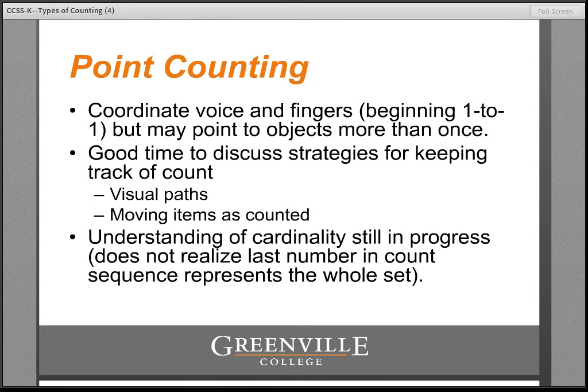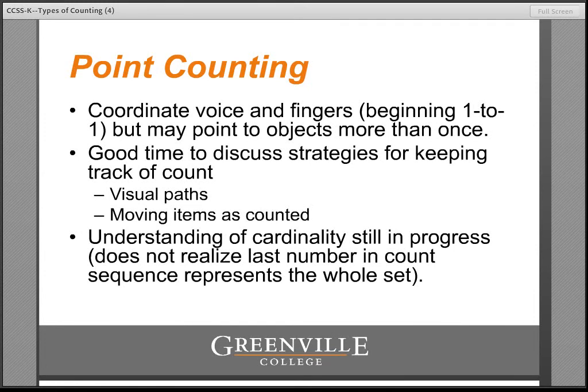When children have learned to coordinate their verbal use of the number word list with their fingers as they point to objects, then they are at the point counting stage, where they say 1 number word and point to 1 item. But it's still quite likely at this point that they may double tag items, they may count some more than once, they may not count some others, they may skip them.